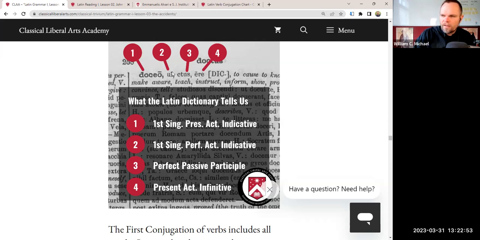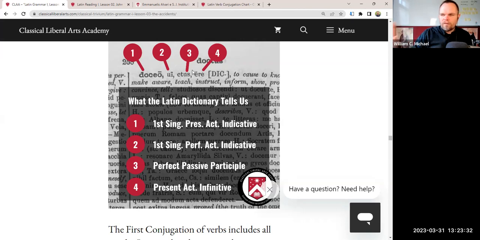Then here, we're given this second ending. This is the first person singular perfect verb ending. So doceo is present, docui is perfect or past tense. Then we're given this third form, ctus, that's the participle form. So doceo, docui, doctus, that's going to be the past participle form. And then we're given this fourth form, ere, E-R-E, this is the present infinitive form. So the present infinitive form is docere.